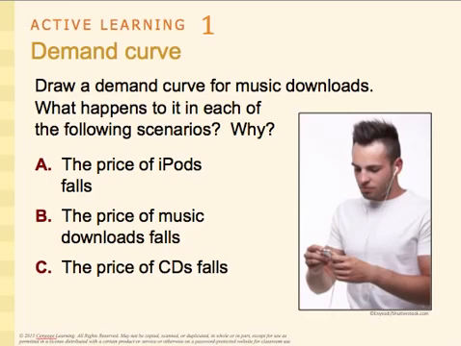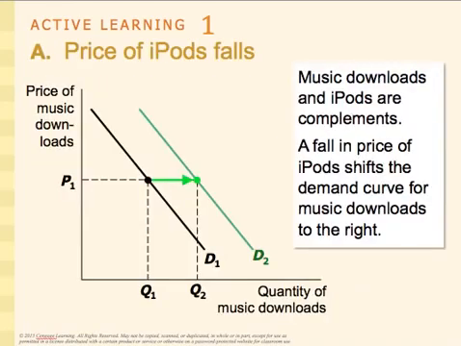So the first one, if the price of iPods falls, we're talking about a complement here. There's a potential shift in the demand curve. If the price of music downloads falls, we're talking about potential movement along the demand curve. And then lastly, the price of CDs falls. CDs are substitutes for music downloads. So if CDs become less expensive than, say, music downloads, which is hard to imagine in this day and age, the demand for music downloads may decrease. Now, these are all in theory based on what we just went through in the previous slides. Let's see if we can illustrate it here.